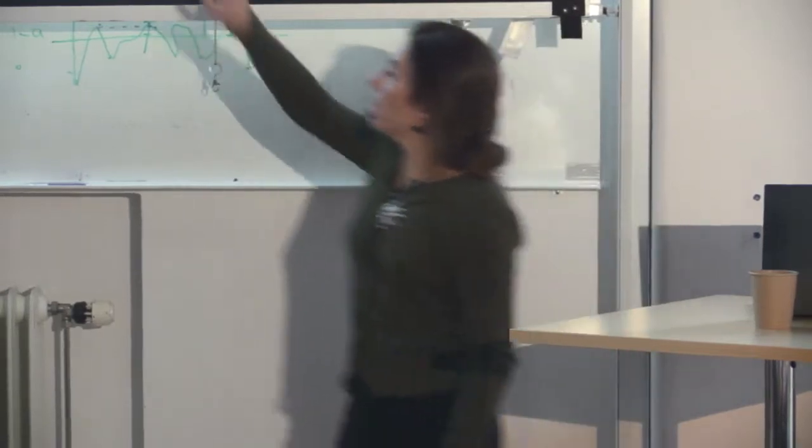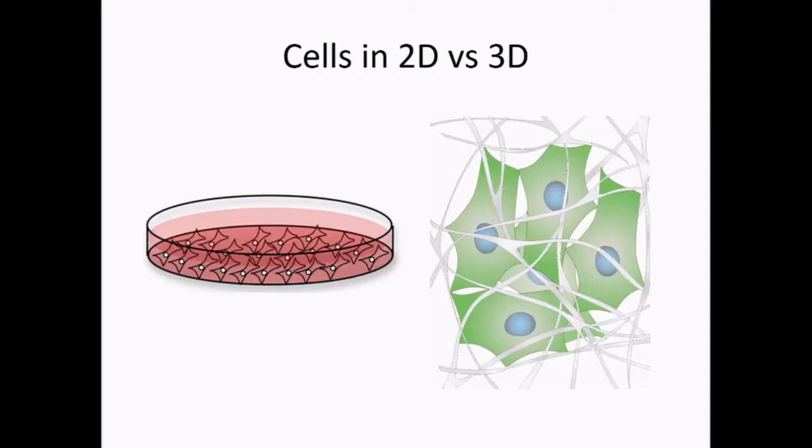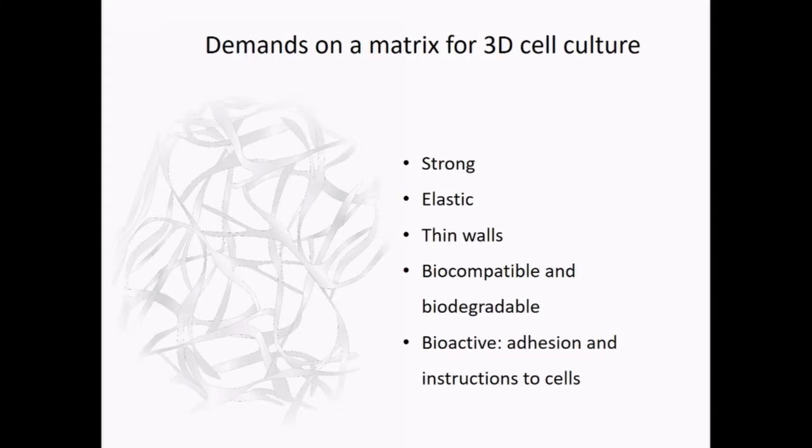So something like this would be much more biologically relevant for a cell. In order to allow a cell to grow in 3 dimensions, you need something to support it. You need something that mimics how it is in the real body, some mimic of the extracellular matrix. And it should be some kind of framework that is strong and elastic so that the cells can sense it. And it should also still be thin enough so that the cells have more contact with each other rather than a material.